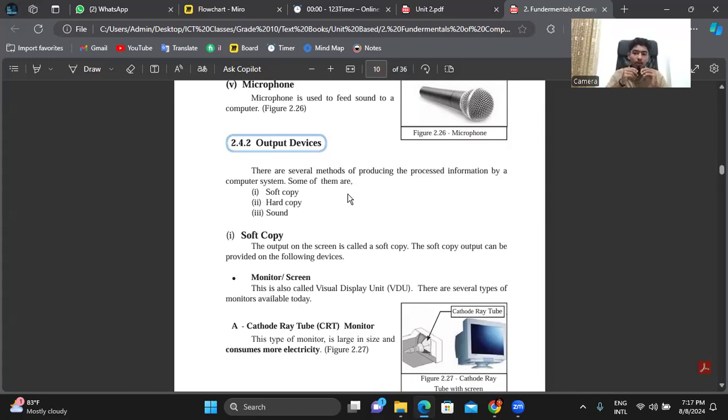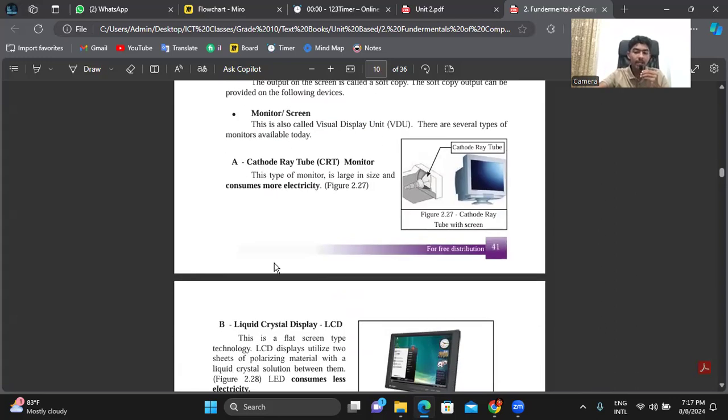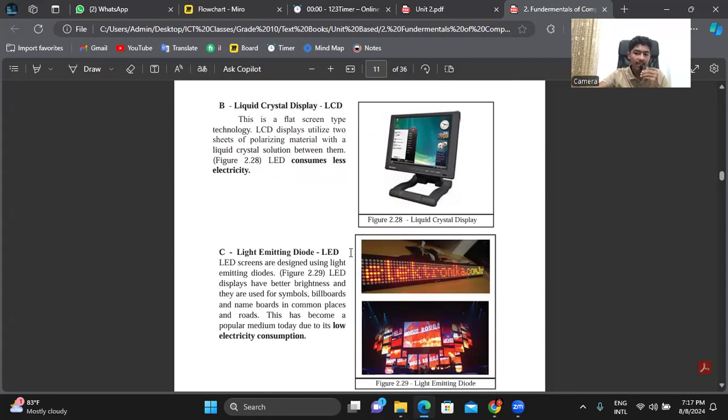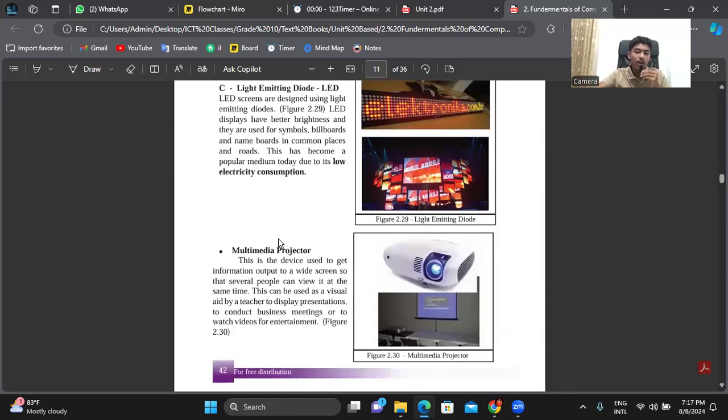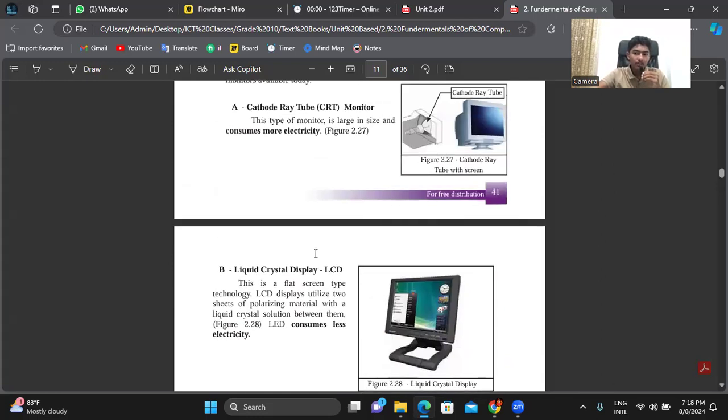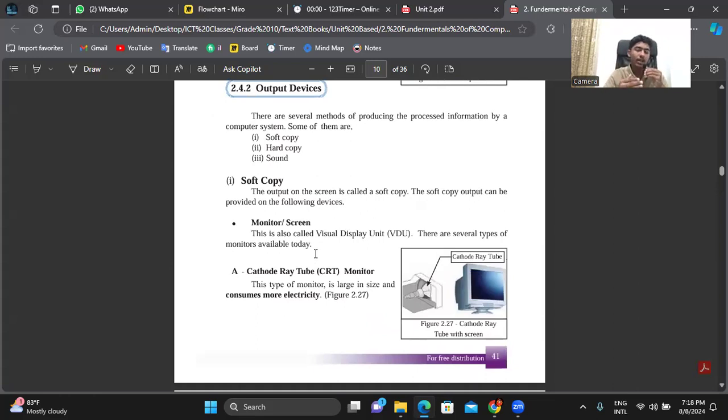The soft copy output can be provided by the following devices: monitor. There are many types of monitor: cathode ray tube, liquid crystal display, and light emitting diode, that is LED. Not only a monitor, you can also get the output through a projector. So there are two ways that you get output as a soft copy: through a monitor and through a projector. There are types of monitors. In this part, the types of monitor are tested under the MCQ part. I'll tell you how it works.